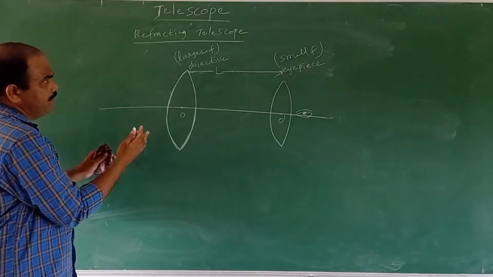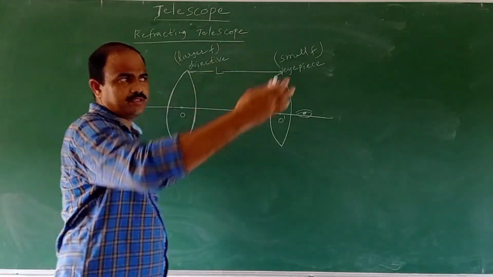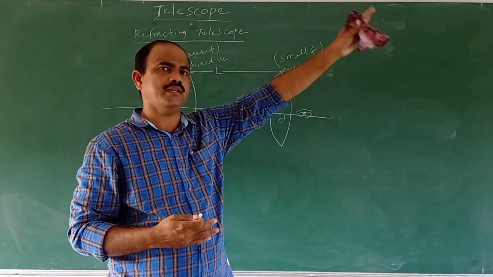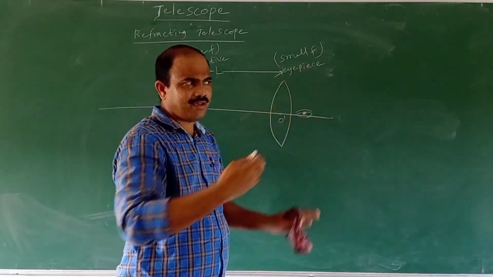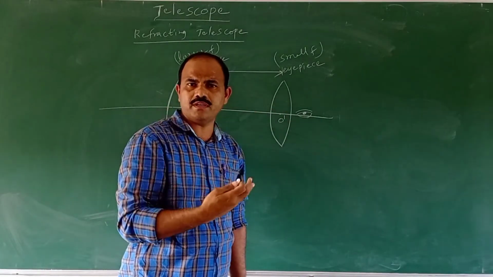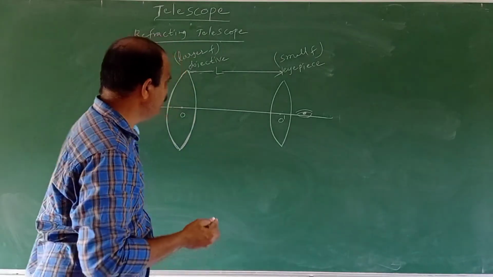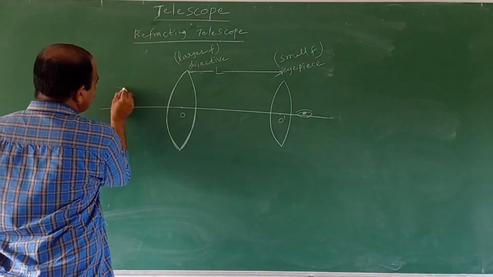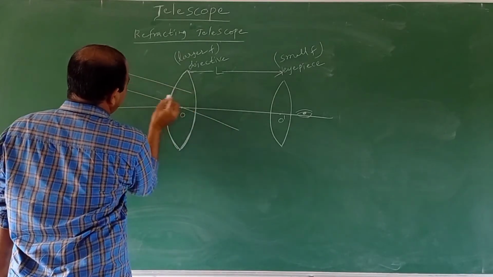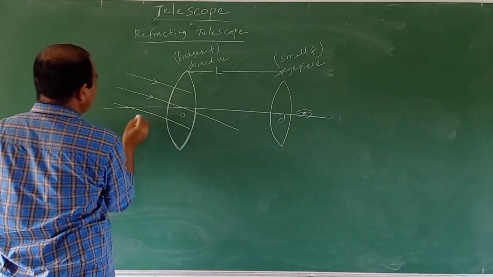So now, what is the telescope? The telescope is used to see distant objects. Distant object means nothing but they are at infinity. When the rays are coming from the infinity object or distant object, how are they? They are parallel to each other. Now consider, these are the rays that are coming from the infinity object.